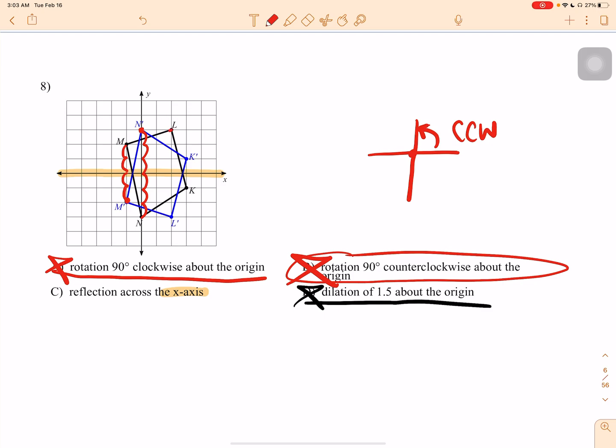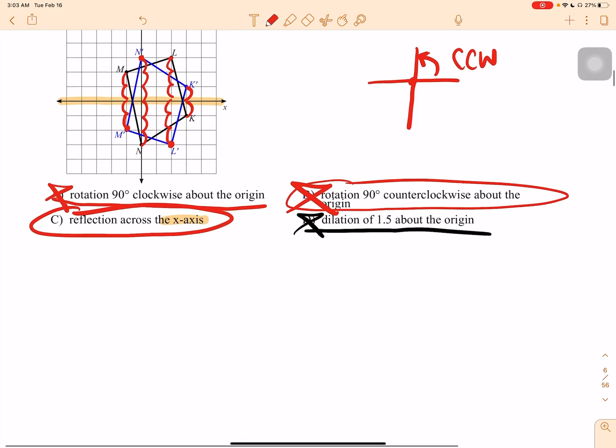Now the point L up top right. We are 1, 2, 3 away from the line of reflection, and also 1, 2, 3 away from L prime, which is the image of L. So L was reflected across the x-axis. And last but not least, K is 1 unit away, and so is K prime. So this is definitely C as the answer.